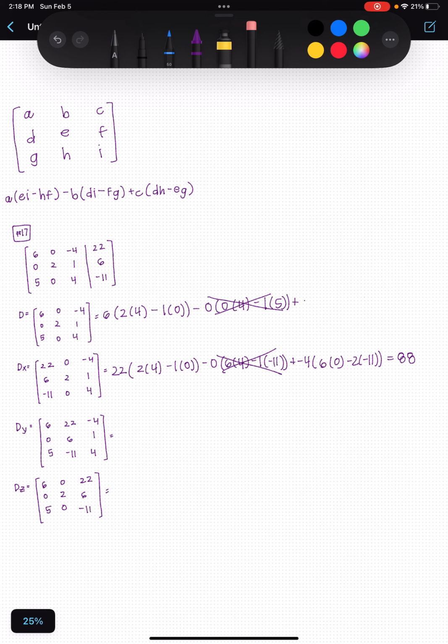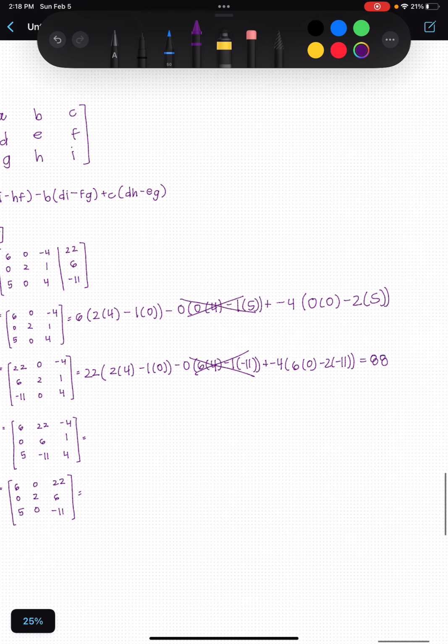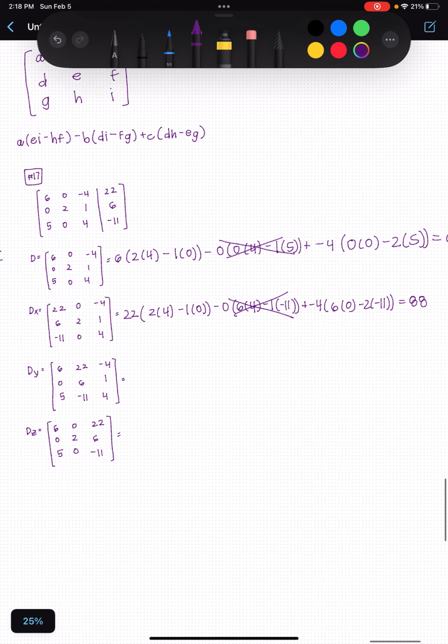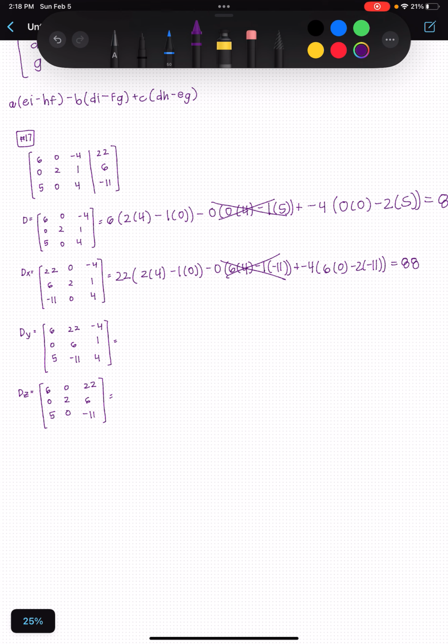So for that C part, it'll be plus negative 4, 0 times 0 minus 2 times 5. Which doesn't cancel out, so we can't just cross it off. So then I'd have 48 minus 4 times negative 10, which also gives me 88. Okay, this is going to work out now. Sorry that I screwed that one up. Okay, now let's go to the Y one.